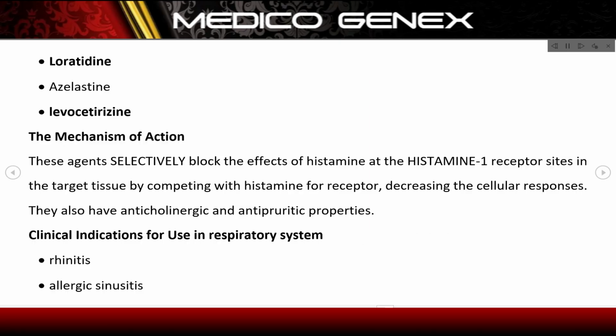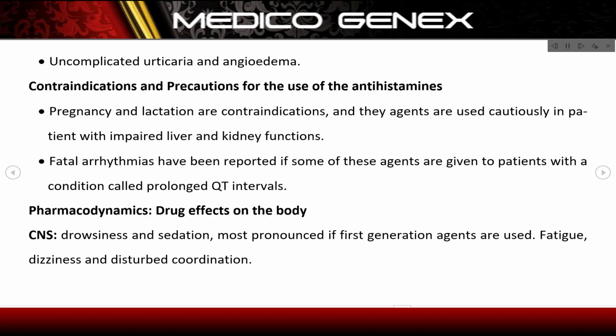Fexofenadine, loratadine, azelastine, levocetirizine. Mechanism of action: these agents selectively block the effects of histamine at the histamine 1 receptor sites in the target tissue by competing with histamine for receptor sites, decreasing the cellular responses. They also have anticholinergic and antipruritic properties. Clinical indications for use in the respiratory system: rhinitis, allergic sinusitis, uncomplicated urticaria and angioedema.